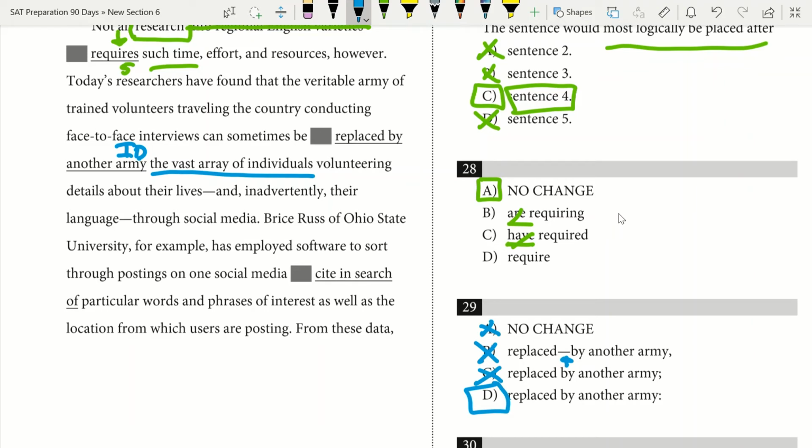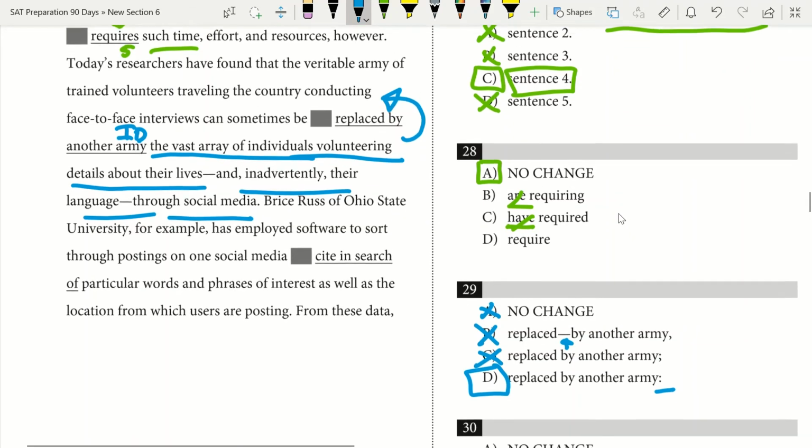Okay, because saying the vast array of individuals volunteering details about their lives and inadvertently their language through social media, that's illustrating how we can replace those face-to-face interviews by that another army. Okay, we're illustrating that idea, so we're going to want to connect those with that colon. Okay, that colon can be used when a first independent clause is connected with another independent clause, and that second independent clause is illustrating the idea in the first. Okay, so answer there is going to be D. All right, now keep in mind at this point, it looks like we can keep going down.